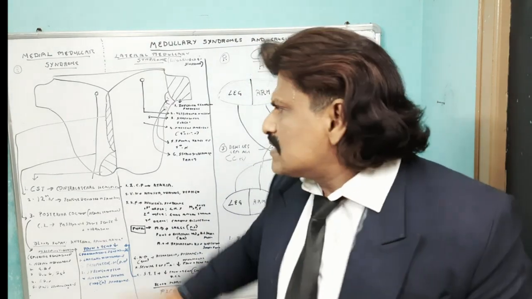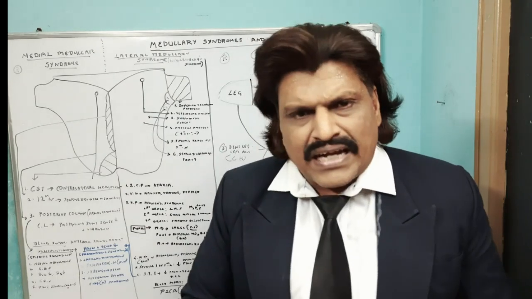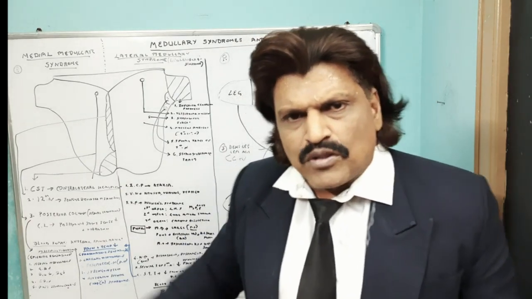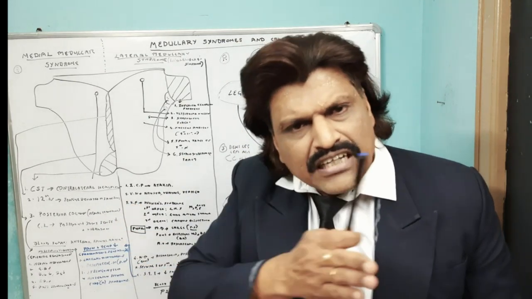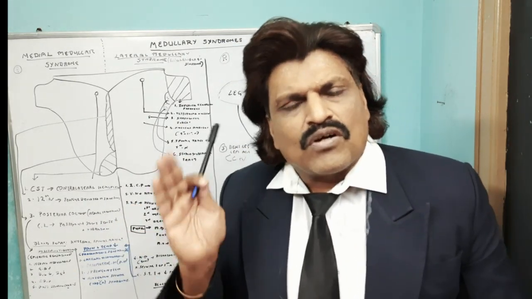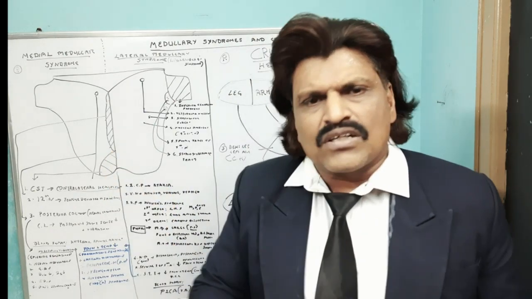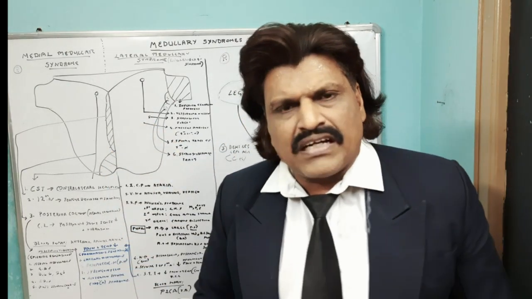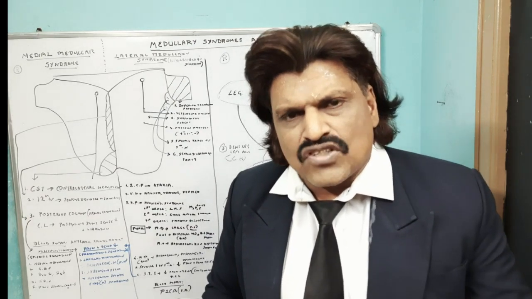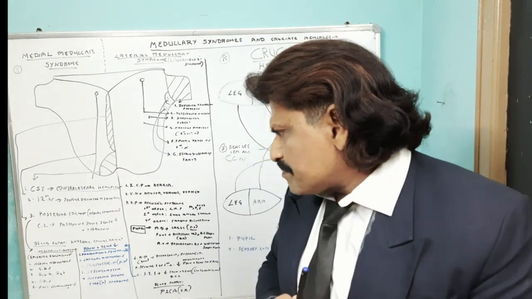So what are the structures? First is the corticospinal tract, which gets affected, produces contralateral hemiplegia. Second, the tongue, 12th nerve gets affected. It is pulled towards the same side because the action of the genioglossus is to push the tongue to the opposite side. And third, the posterior column, medial lemniscus, gets affected. So position, joint, vibration sense is lost on the opposite side.